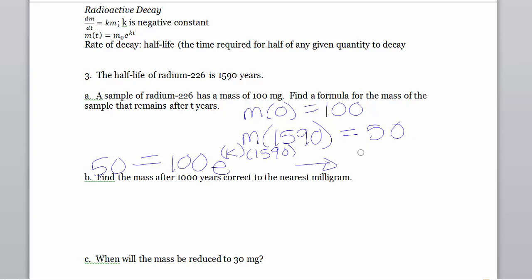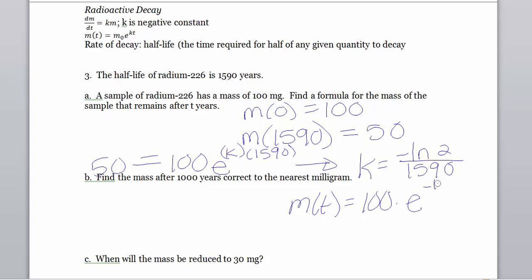If I solve this, I get k equals negative natural log of 2 over 1,590. I left it exact. So then what would your equation be? M of t equals how many I start with times e to that negative natural log of 2 over 1,590 times t. Not very pretty. They're all the same. Part B, find the mass, so how much you have after 1,000 years. So now I would just plug 1,000 into this. So I would just do M of 1,000 to see how much I have after 1,000 years, and it's 65 milligrams.